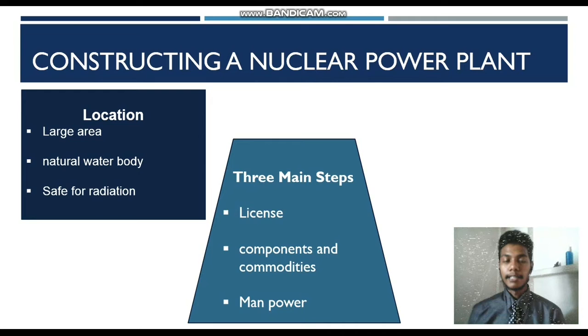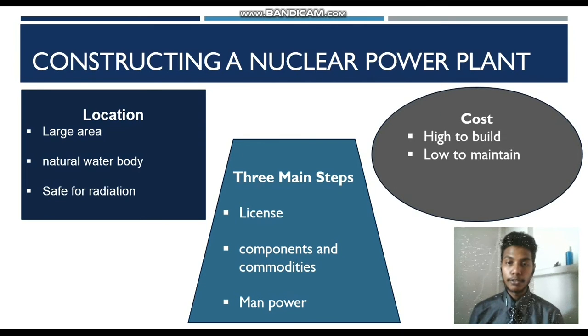There are three main steps. First, we need to get the license from the government. Second, components and commodities, the things we use to build the nuclear power plant. Third, manpower, such as the engineers who design the power plant and the contractors who do the core works. So we need the manpower. Let's see about the cost. The cost to build is high, but the cost to maintain is low compared to fossil fuel and gas turbines.